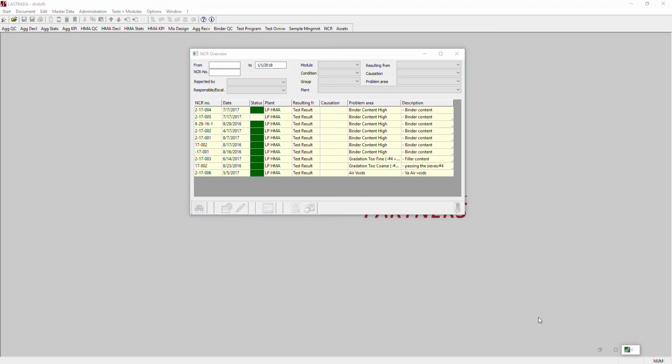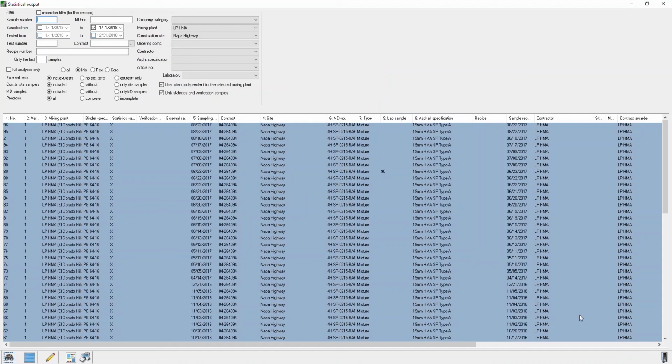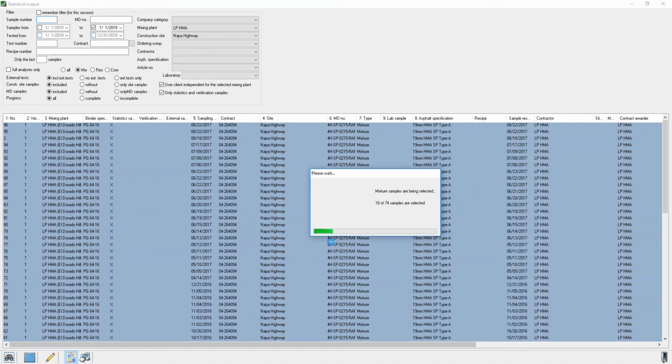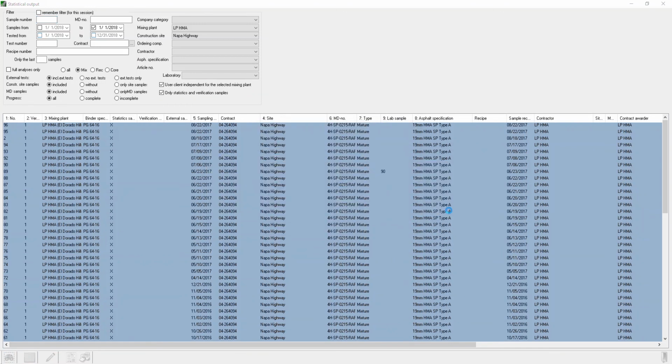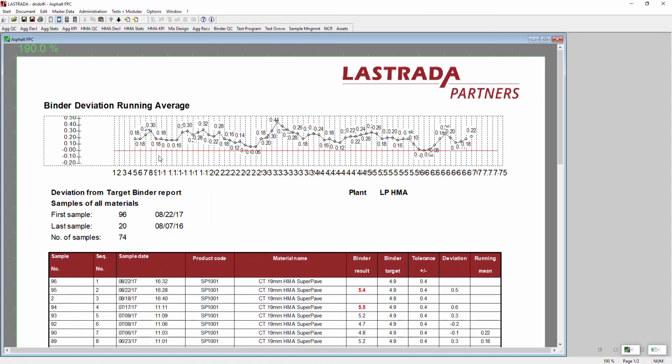To answer that question, let's go ahead and use a report that actually looks specifically at binder content deviations. So here's the data for the project, and I'm going to go ahead and query in a binder content report. This report is intended to show you your target values shown by 0 deviation and what the plant is actually doing. So you can see on this chart, here's our target line and here are our results. And these results are actually a running average of 4. So no one test result is actually influencing any one of these points.